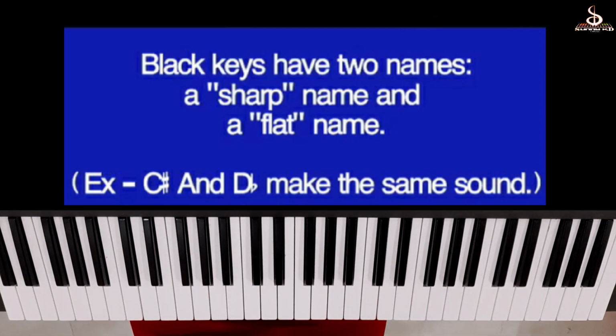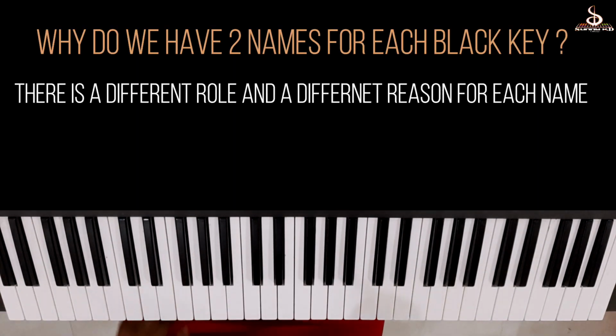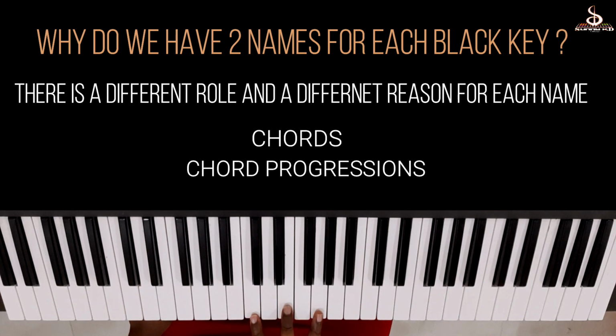Why do we have two names for each black key? There's a different role and a different reason for each name. Okay, so when you learn something called chord progressions, that time you will be shuffling all the chords. A chord is something we call it when you play three notes together. So when you combine these chords and make a progression, that time you will understand why we are calling flat and sharp. So there is a different role and a different reason for each name of these black keys.